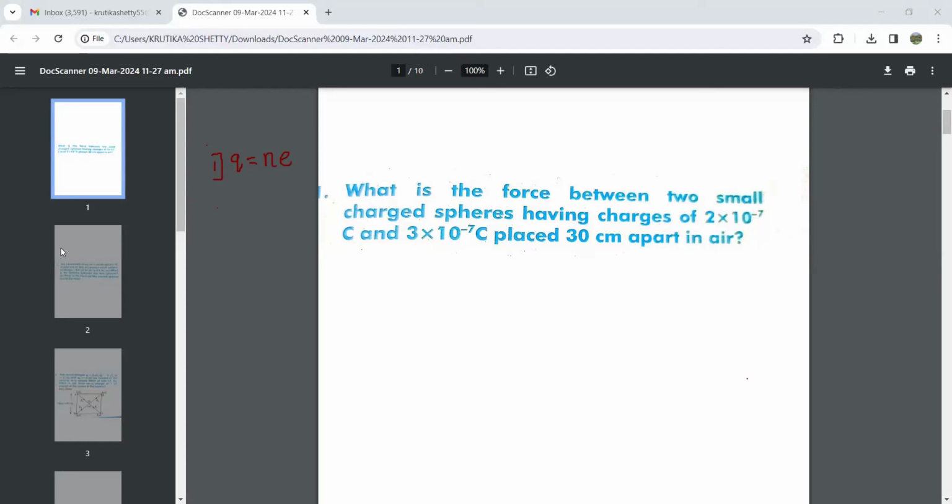The second formula is based on the Coulomb's law. So based on the Coulomb's law, the force between the two bodies is given by 1/4 pi epsilon naught Q1 into Q2 divided by R square. Yes, so based on the superposition principle of the Coulomb's law, that is summation of all the forces.